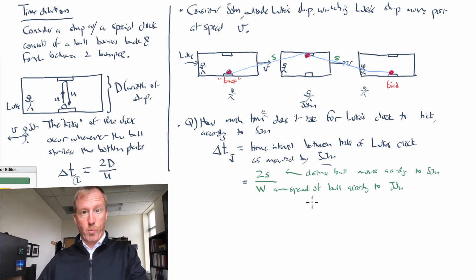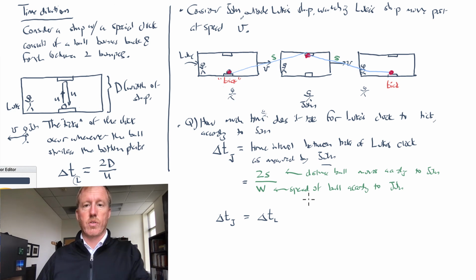Let me give you a heads up of where we're going with this, and then I'll probably take a break for a moment. What I'm going to point out here is that although the distance the ball moves is greater, according to John, the speed is also greater, and they're greater in the exact same proportion. So that means that you end up getting, I'm kind of giving it away here, that the time between ticks as measured by John is going to end up being the same as the time between ticks as measured by Luke. This is kind of using a traditional analysis of this. We're going to find that that's the case. Okay, so maybe what I'll do is I'll take a break here and I'll show how this works out.